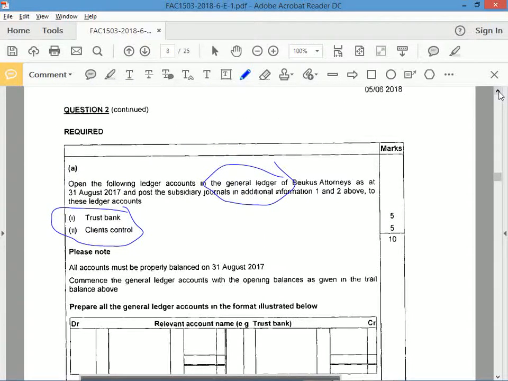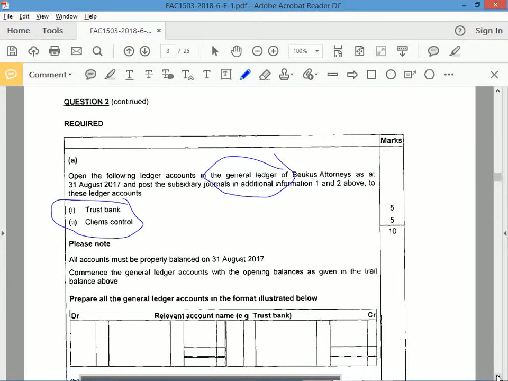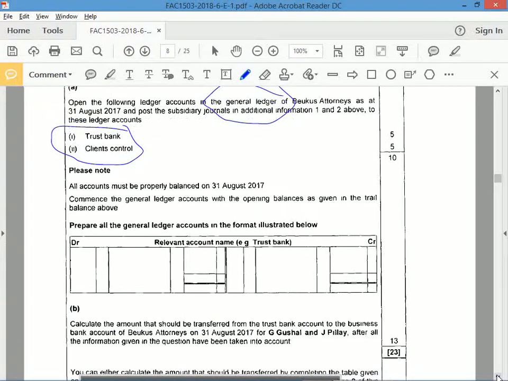Okay, so required, A, open the following in the ledger account. That was for 10. And then B is for 13. Okay, so you can do either or. Well, B is the choice one. A, you have to do.